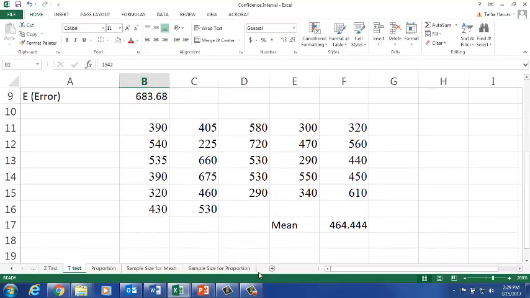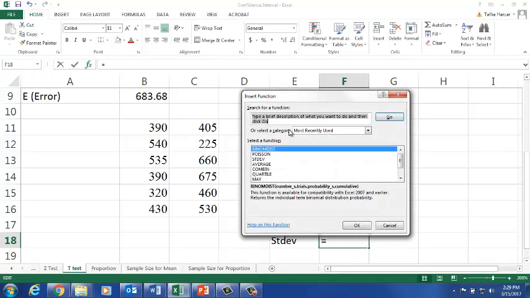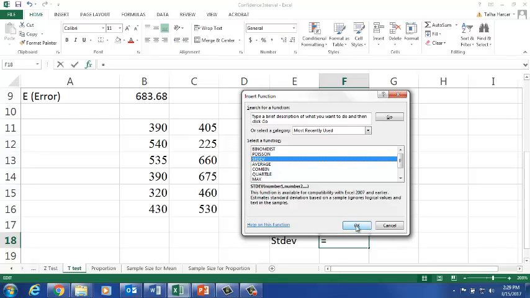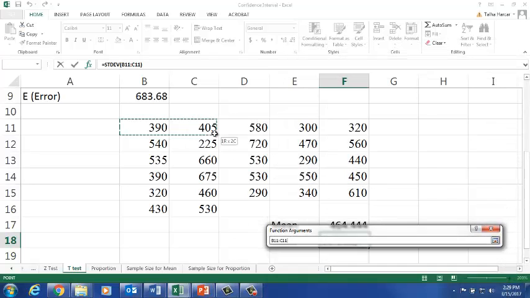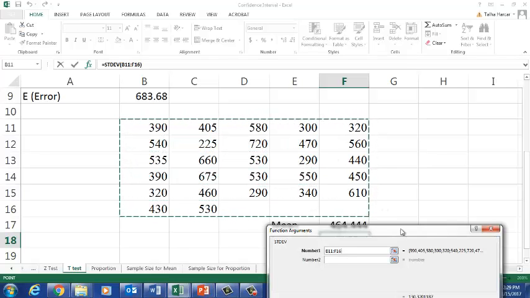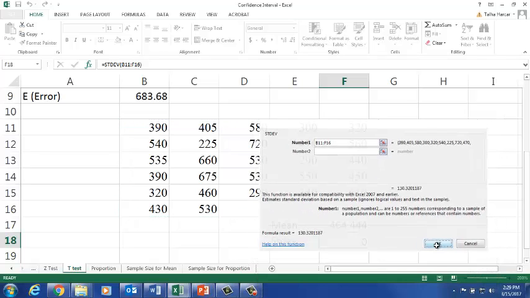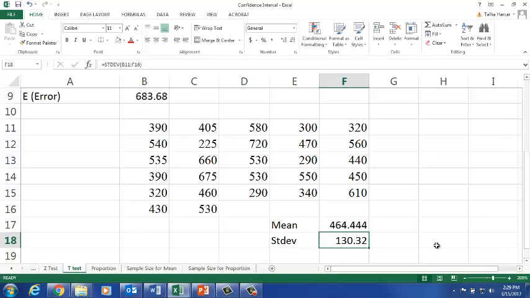Now I need the standard deviation. I do the same thing for standard deviation. Let me put here standard deviation, STDEV. I go to functions, find the standard deviation function, click OK and highlight your data. You can put the data in columns, but this is fine as well. I'm getting 130.32 as the standard deviation. Hopefully this is correct. Let me double check. This should be correct.